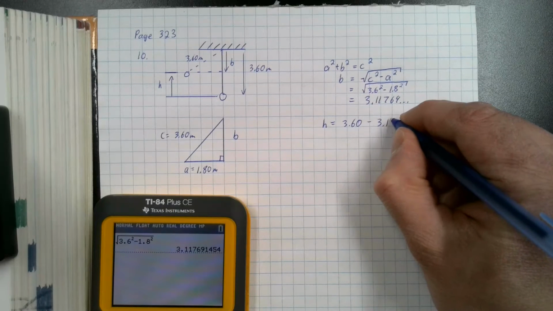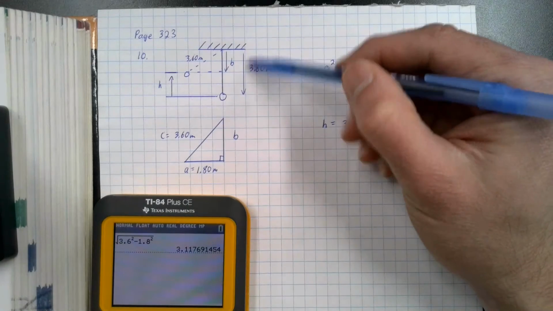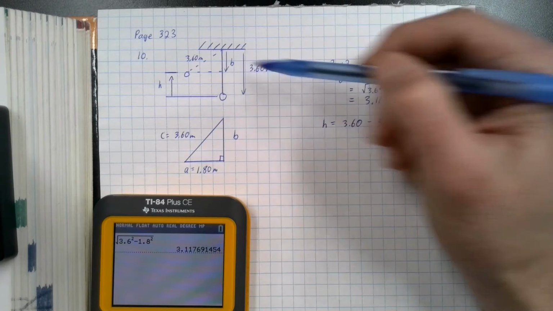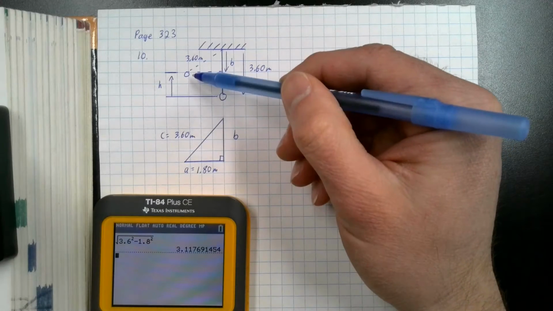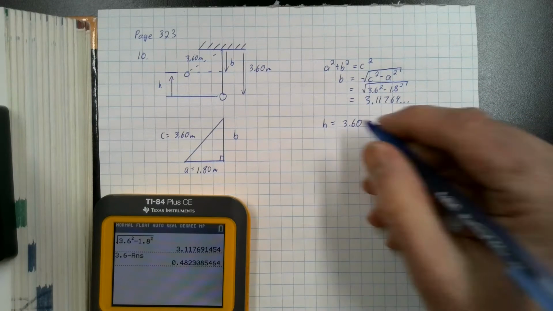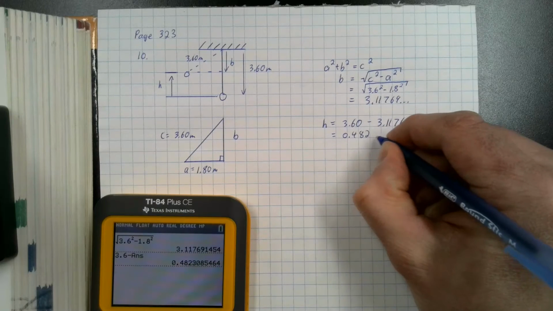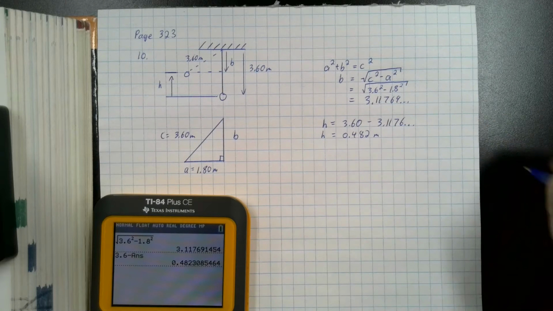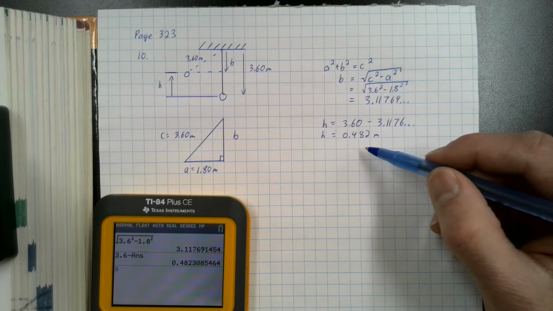So if we want to find out our height, it's going to be 3.60 meters minus our answer, 3.1176 etc. meters. So that's this 3.6 meters minus this height here, which we just found to be 3.11. That will give us the change in height over here. Obviously this is not drawn to scale. So 3.6 minus our answer from before gives us a height of 0.482 meters.